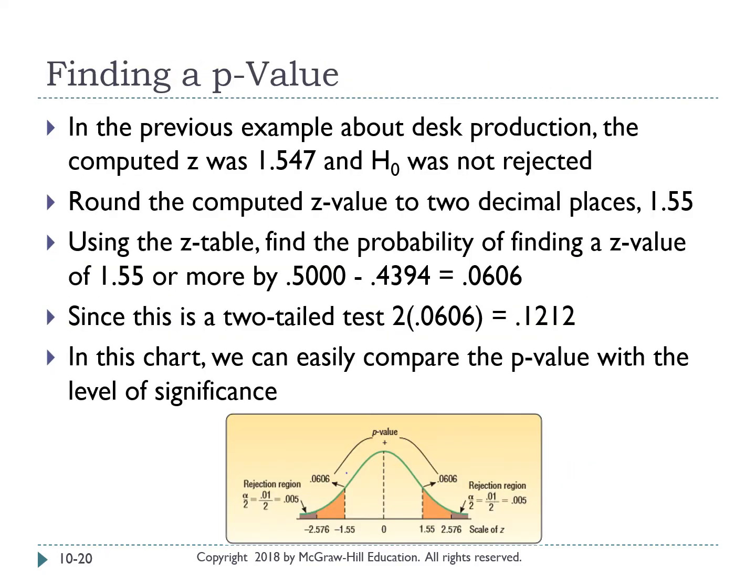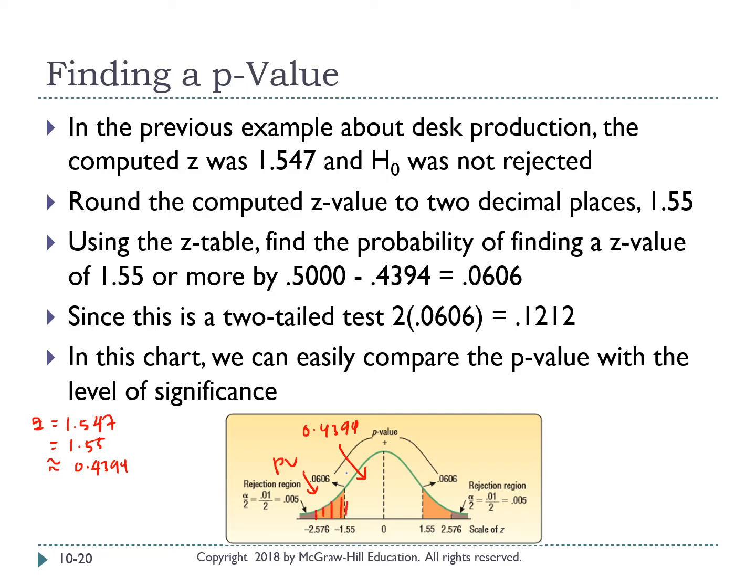How to find your P value? We will use the previous example on production, where we computed our Z value, which is equal to 1.547. You have to round it up to 2 decimal points, and you will get the value of 1.55. Now, we want to convert our Z value into a probability, so you have to refer to the Z table. This will give us the value of 0.4394, and this value refers to this area. Our P value is this shaded area.